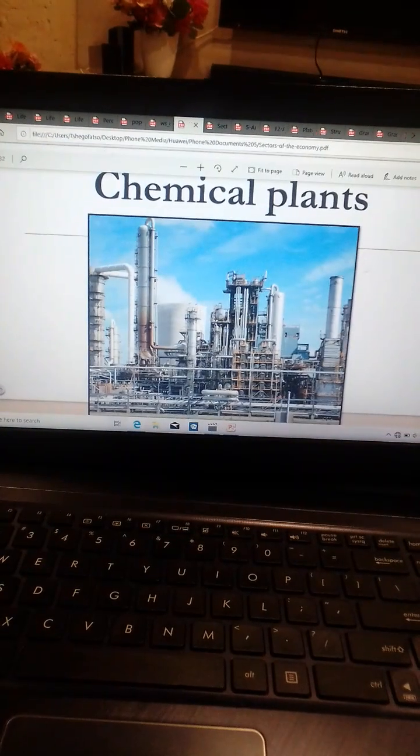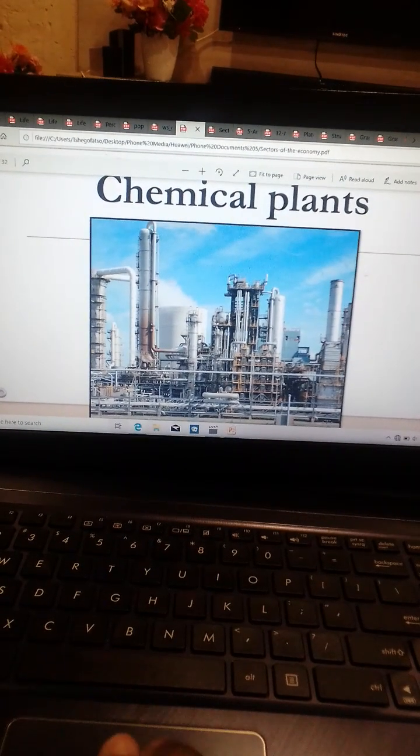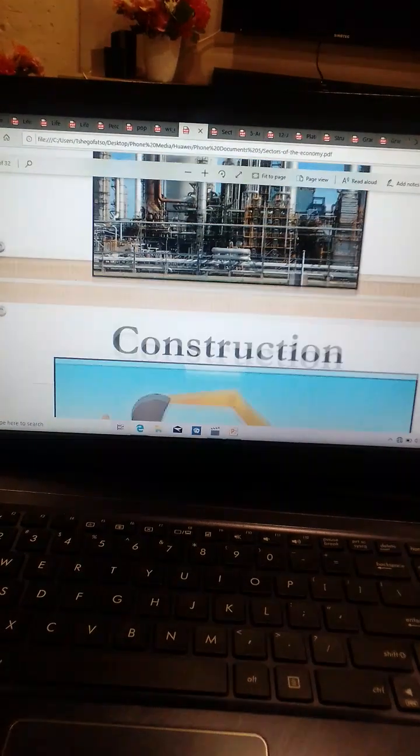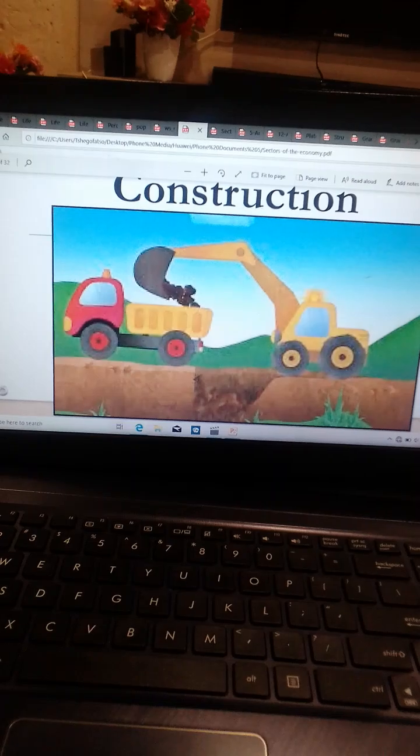Chemical plants. This involves the generation of electricity and water. Remember, I mentioned construction.